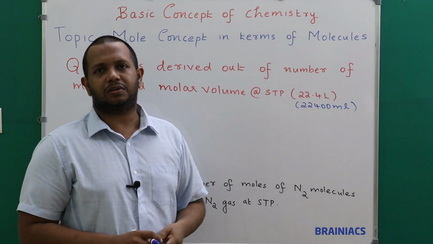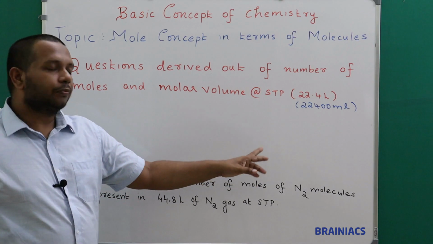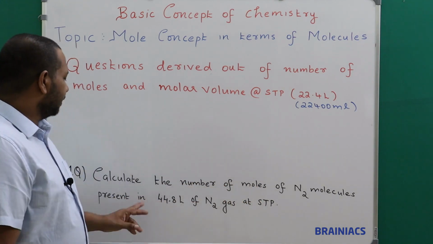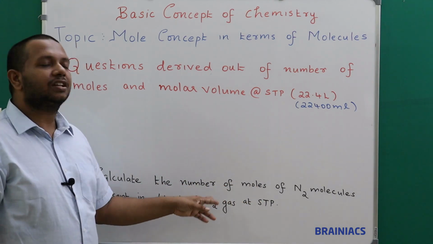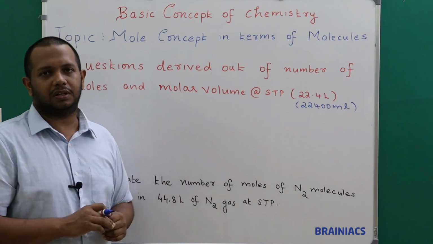I will show you the questions. Now read the question. Calculate the number of moles of nitrogen molecules present in 44.8 liter of nitrogen gas at STP. Very, very important here.